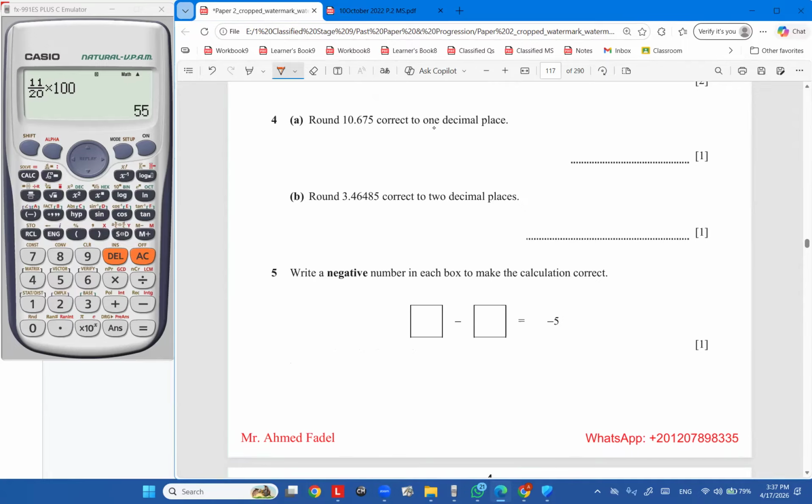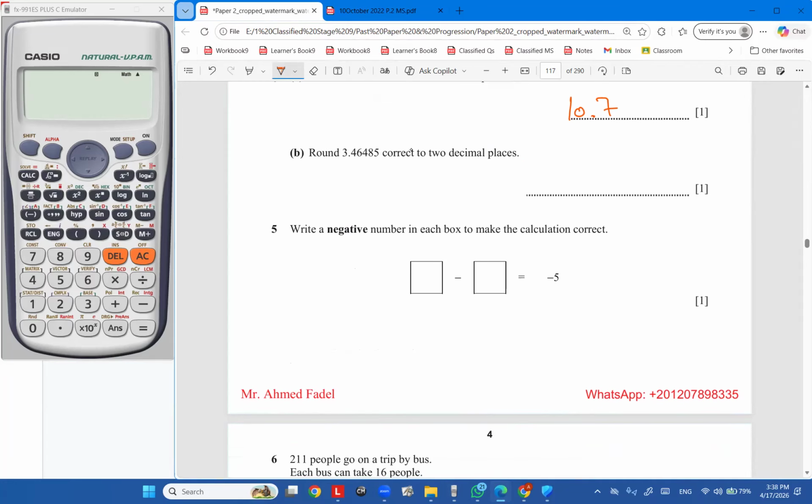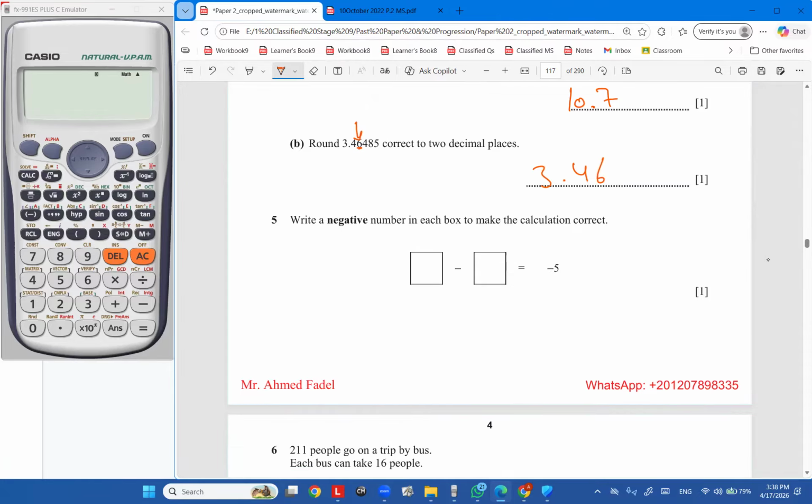Round this correct to one decimal place. So correct to one decimal place is going to be 10.7. So 10.675 is going to become 10.7. Round this to two decimal places. Here is the second decimal place, but the digit after it is small, so it is going to become 3.46 as it is. Everything after the underlined digit gets removed because they are decimal places.